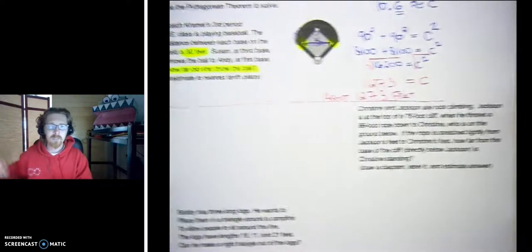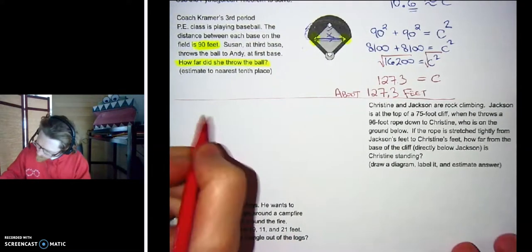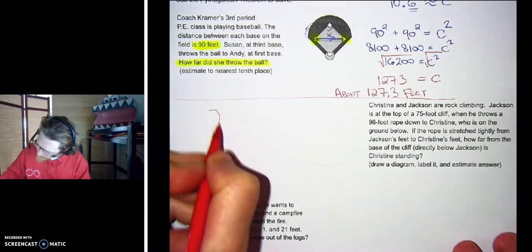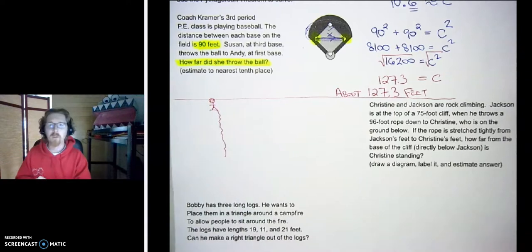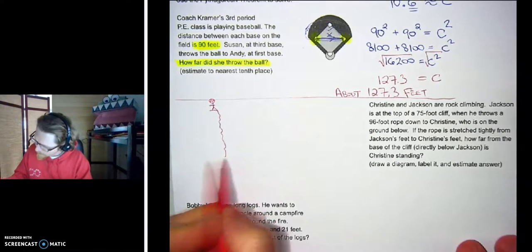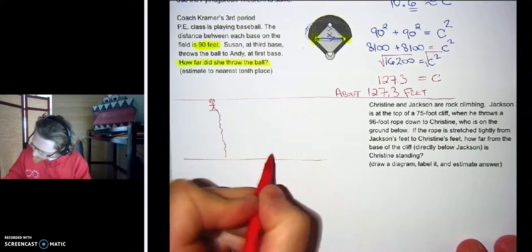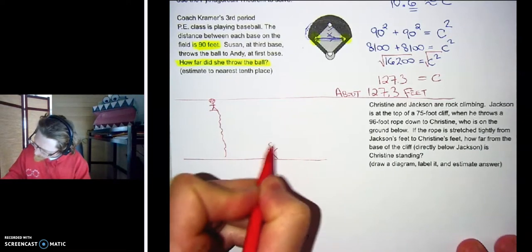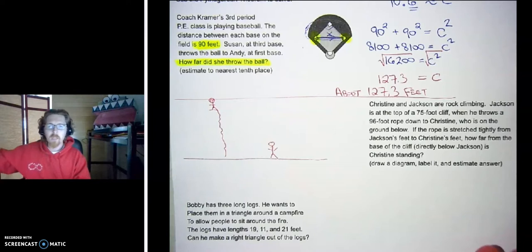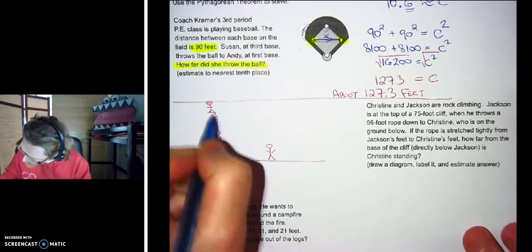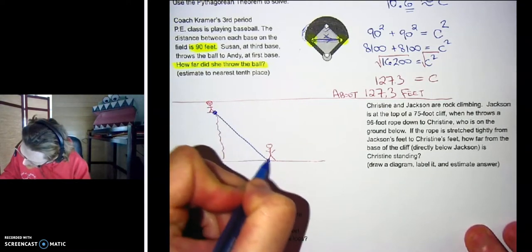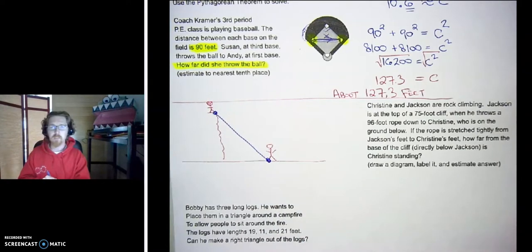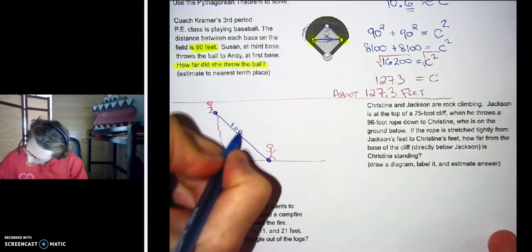So we want to first imagine what's going on. We'll do some rock climbing here. So we have this rock, and we have our friend standing up here at the top of the cliff. Now we have the ground here, and we have our friend standing somewhere on the ground. Now let's talk about what happened. So Christine, who is at the top, throws a rope and tightly stretches the rope down to our friend Jackson at their feet. So this is going to be our rope.